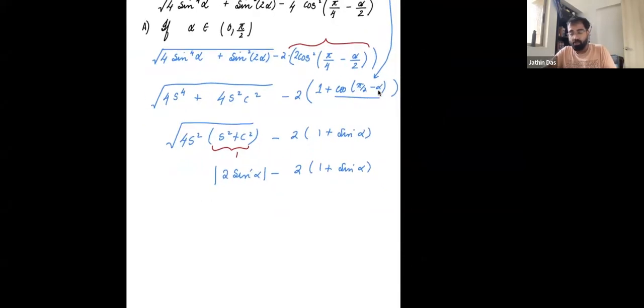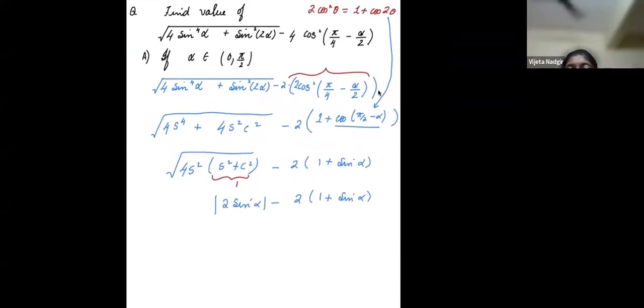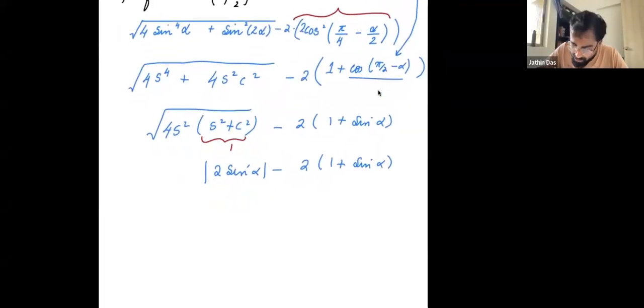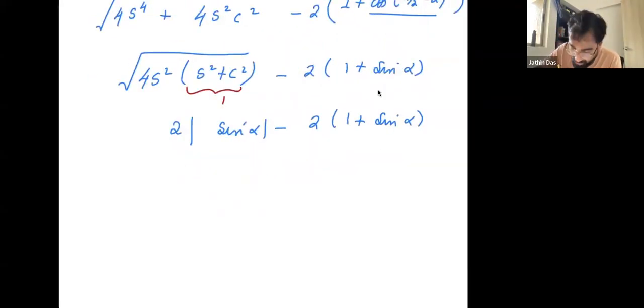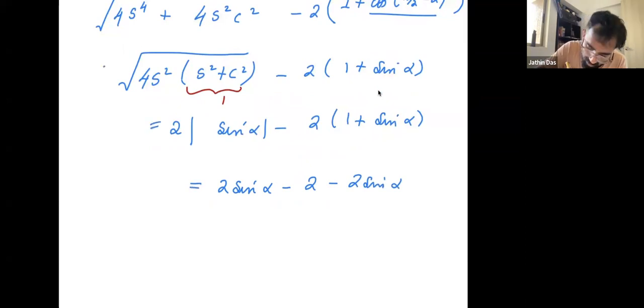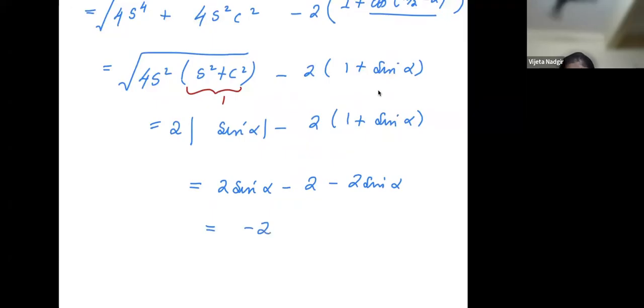Now, in 0 to 90, sine alpha is positive. The mod isn't needed; the 2 can stay outside also, no problem. You can put it outside also, for mod. But the main value is of sine. Correct. 2 sine alpha minus 2 sine alpha, so you get minus 2.